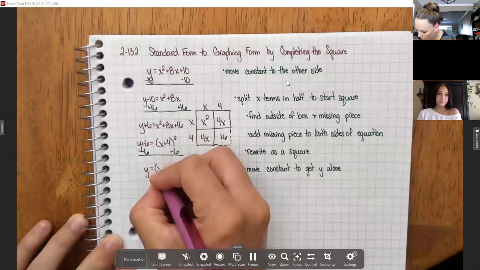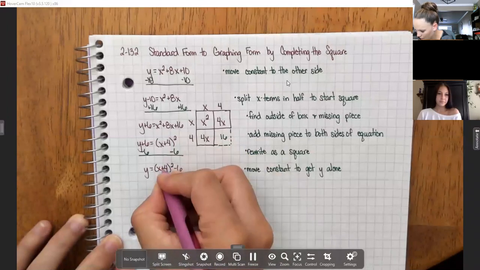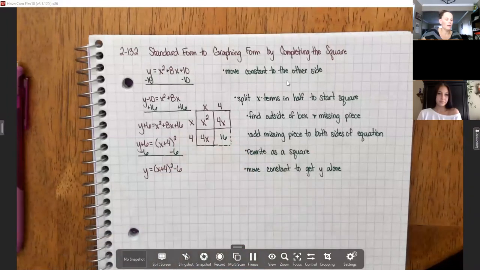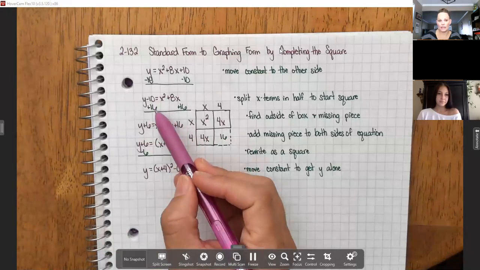We get y equals x plus 4 squared minus 6. Sorry, I'm just wondering where you got the 6 from. Wasn't it 10? It was a minus 10, and then we added 16. Okay.